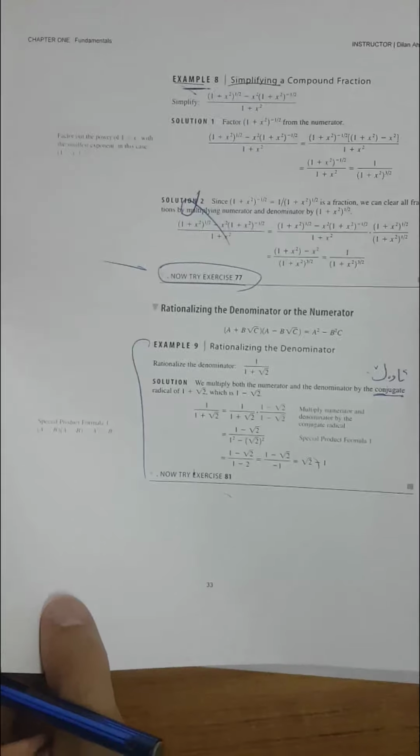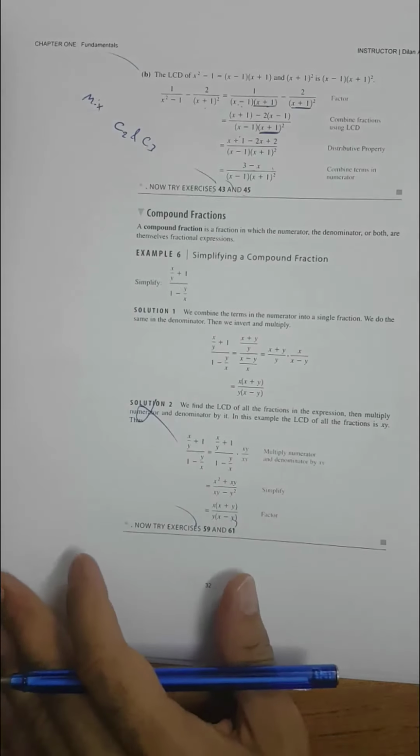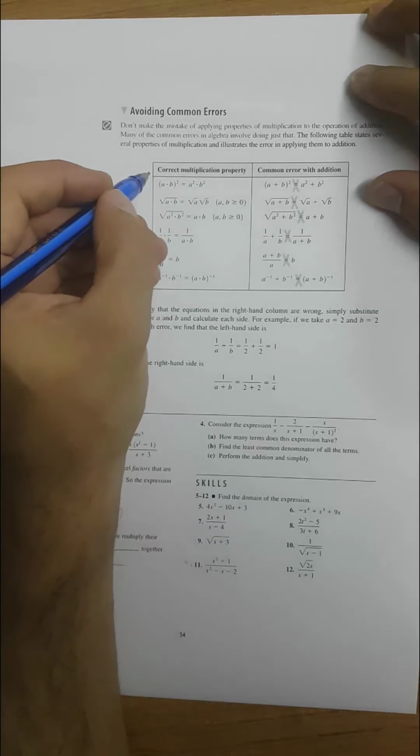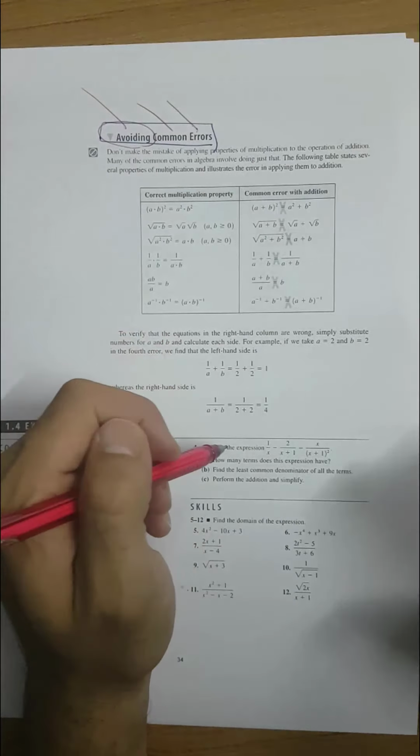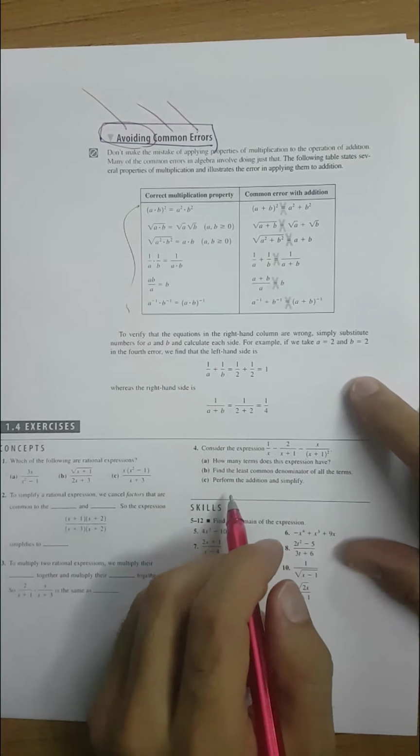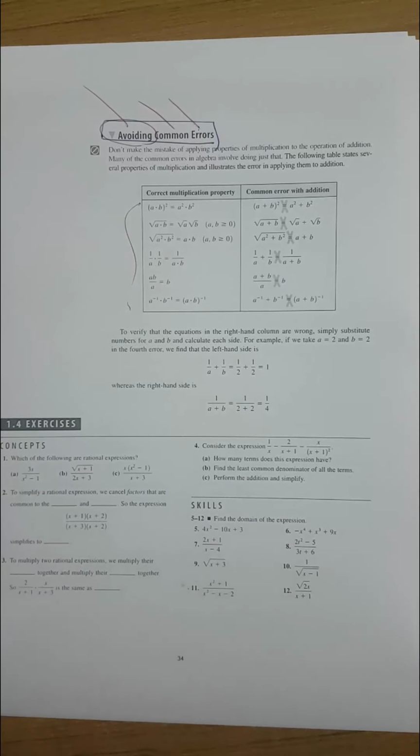It's really page 33. We finish our section 1.4, and please read these carefully. The common mistakes that students make, avoid them. Look at all these fractions. That's all for you in this section.